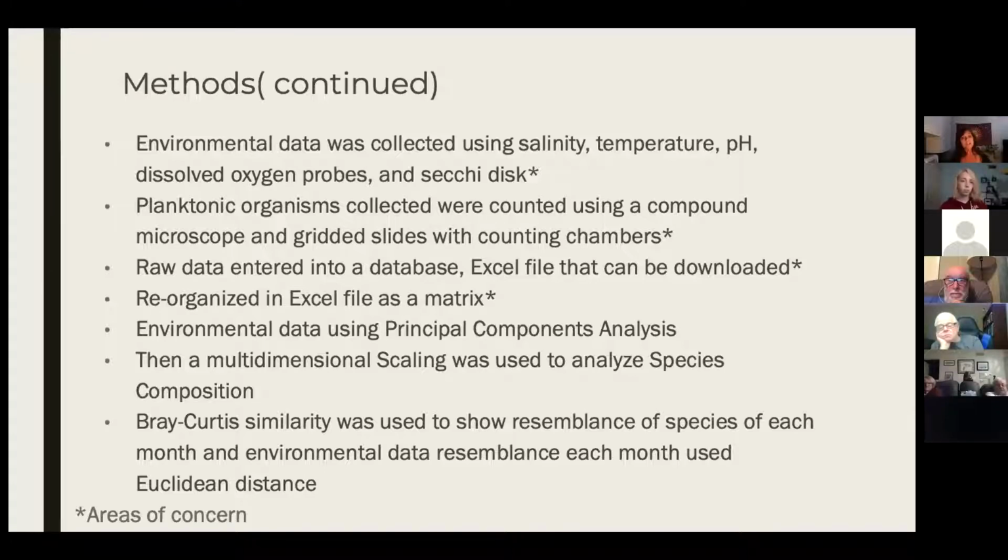So she collected our plankton samples, which we'll get to see, using the plankton net. And we used counting chambers and gridded slides. And that's the best plankton data we've been able to collect so far. That being said, you'll see all the stars, right? And so the stars are all of our areas of concern.